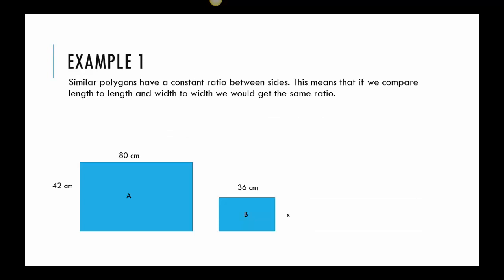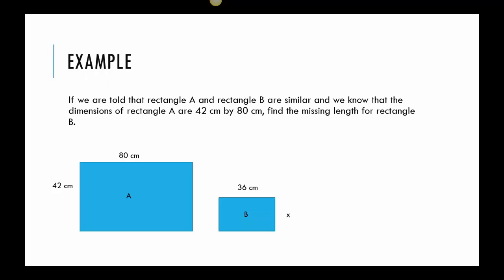So let's look at some examples to really understand what's going on. So here's our first one. I gave you two different rectangles, A and B, and I have dimensions 42 and 80, and I have 36 and X. So what we know is similar polygons have a constant ratio between sides. So this means if we were to compare the length to the length and the width to the width by dividing, we should get the same ratio. So let's check this out for this one.